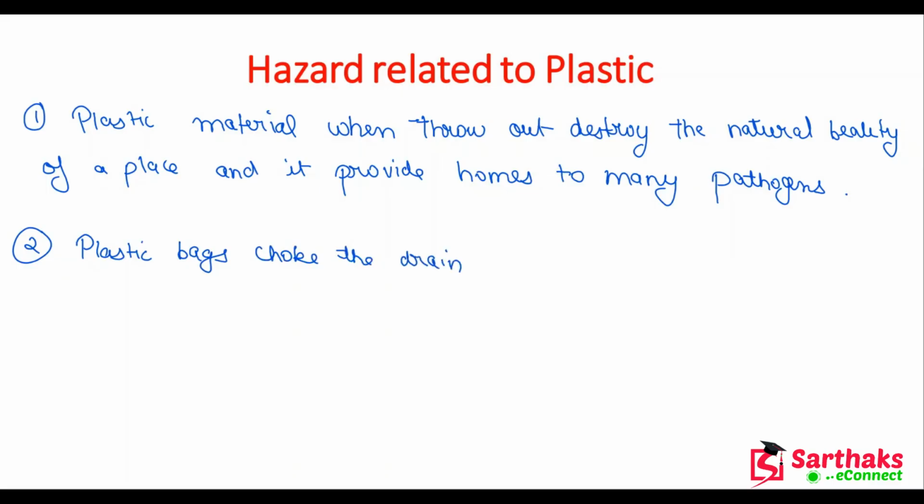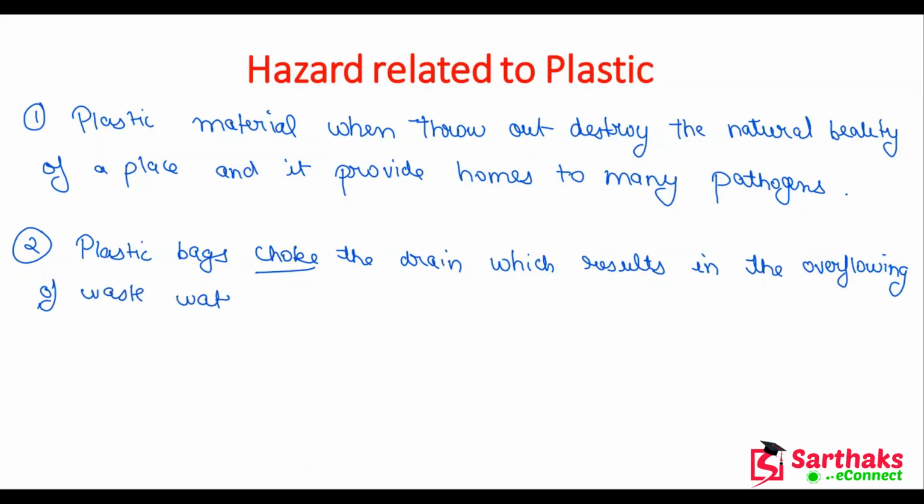And then the whole sewage system will be disturbed, which results in overflowing of wastewater. When the drains are choked, it results in the overflowing of wastewater, and this provides a good breeding place. And when there is wastewater, of course it will provide a good breeding place to all the mosquitoes.